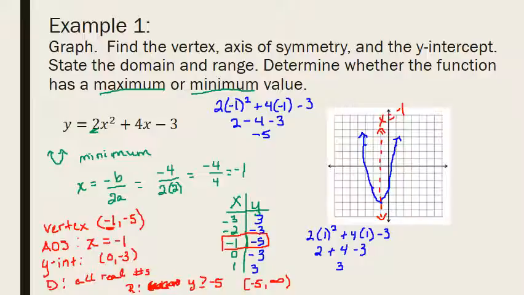So we've stated the domain, the range, we did the vertex, the axis of symmetry, the y-intercept. We stated that it was a minimum right here. And the minimum value for this would be -5. Okay, that's the lowest y value, -5. All right, let's look at another example.